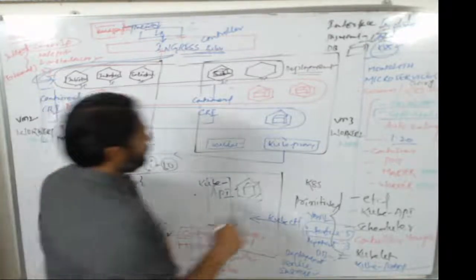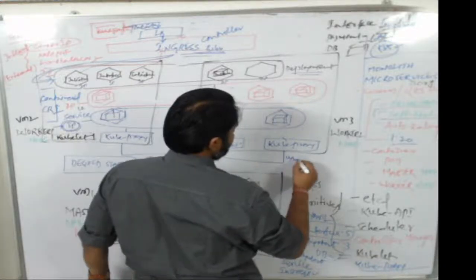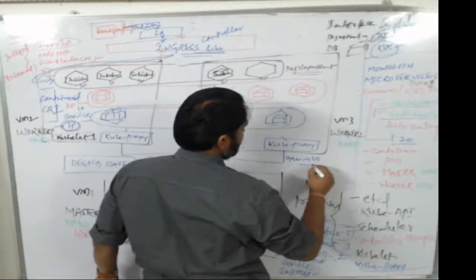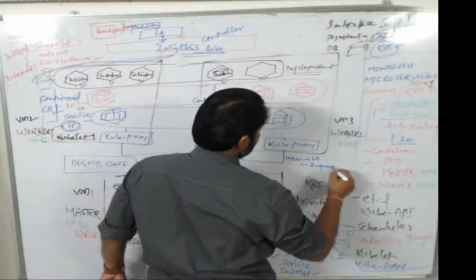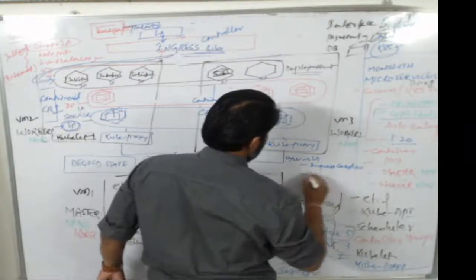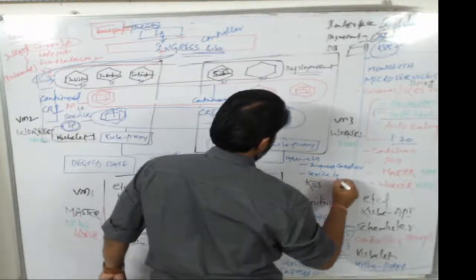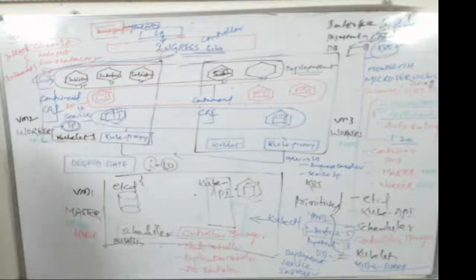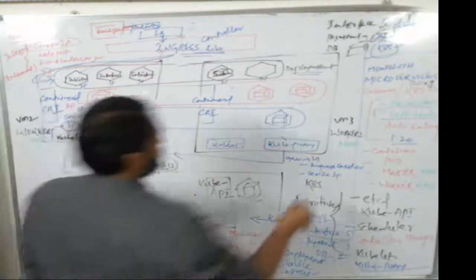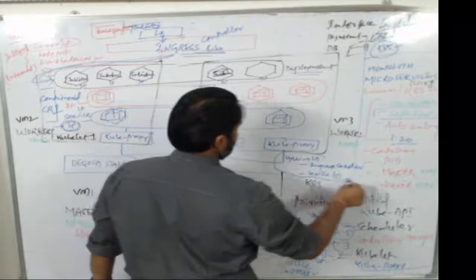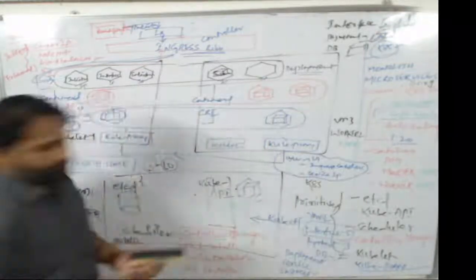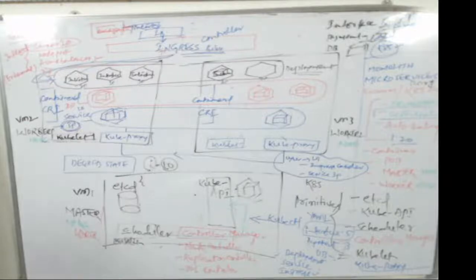What's the flow here? User, a load balancer, ingress controller, looks at ingress rule, sends it to a service IP. That's your flow. So user, load balancer, ingress controller, service IP. Right.